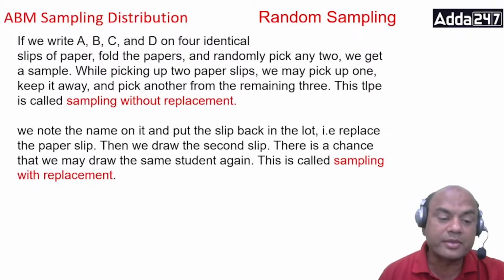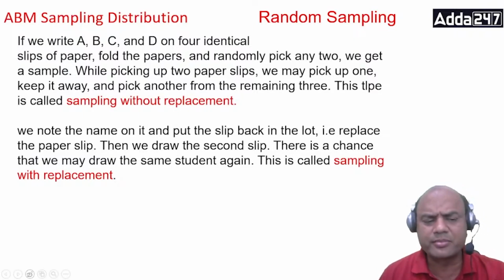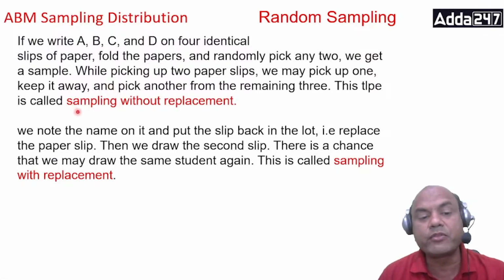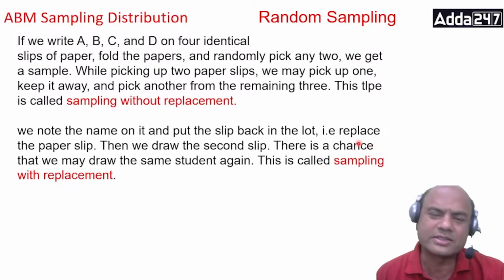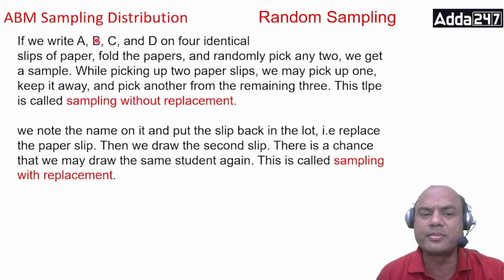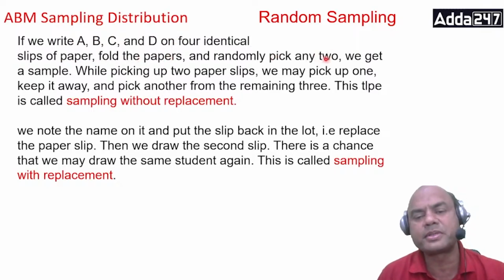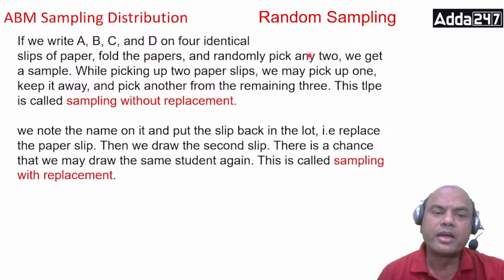Now here comes the next topic within the same random sampling only. The next topic which comes is sampling without replacement and with replacement. Now this common sense you can understand. Without means what? I'll take 4 papers, 4 chits A, B, C and D. Fold the papers, randomly pick any 2. Suppose I select any 2. And then what do I do?